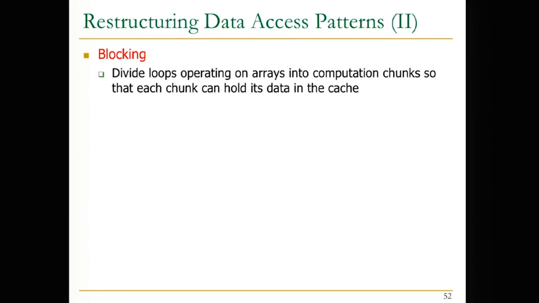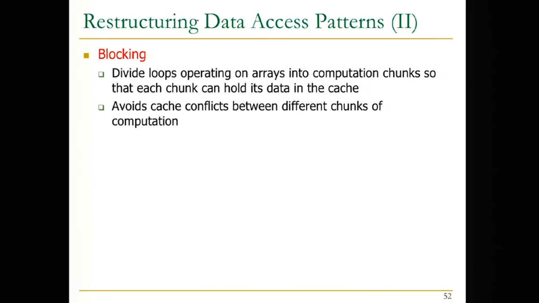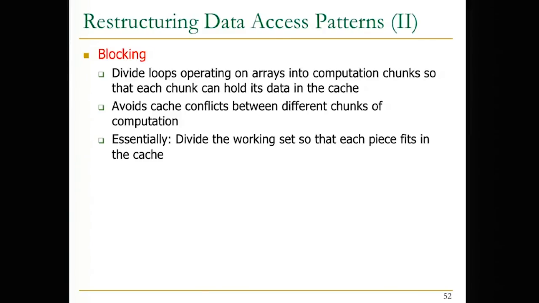But if you divide the loop such that you operate on a small data set, and then the next data set, and then the next, partitioning your data set to a size that fits into your cache, then you can get a much better hit rate. That's the idea of blocking. You block your code, or you block your data and code at the same time. This avoids cache conflicts between different chunks of computation or different chunks of data that are accessed at the same time. Essentially, you're dividing the working set such that each piece fits in the cache.